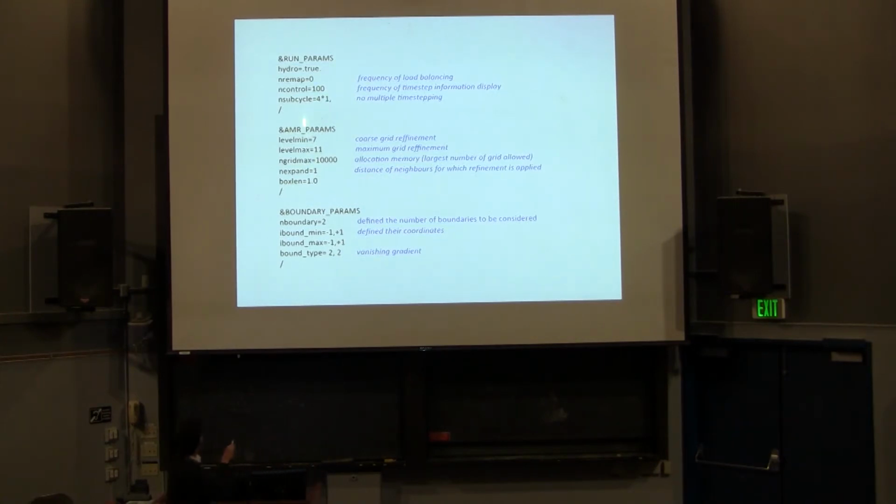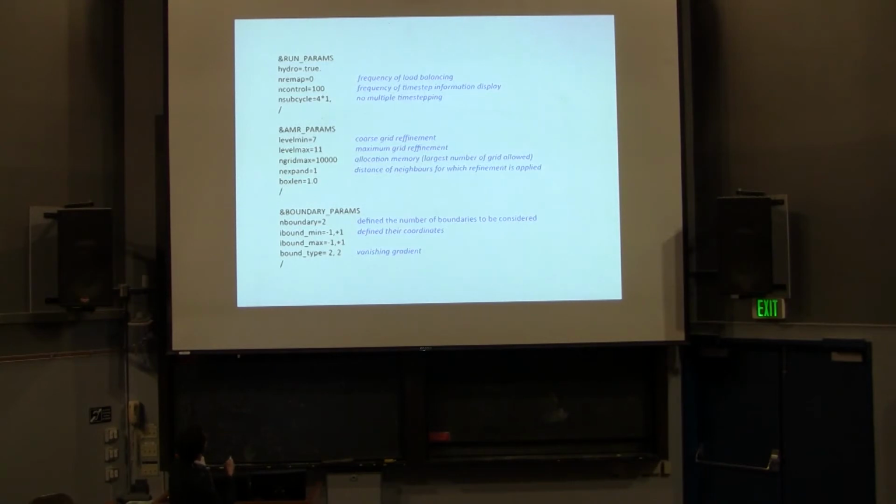Right. So then AMR param specifies the coarse level, which means the level at which you start your simulation. Level 7 means that you will have 2 to the 7 elements of grid in 1D. So 2 to the 7 is 128 cells in 1D. If you are in 3D, it's this number to the 3. And levelmax is the level up to which you are allowed to refine.